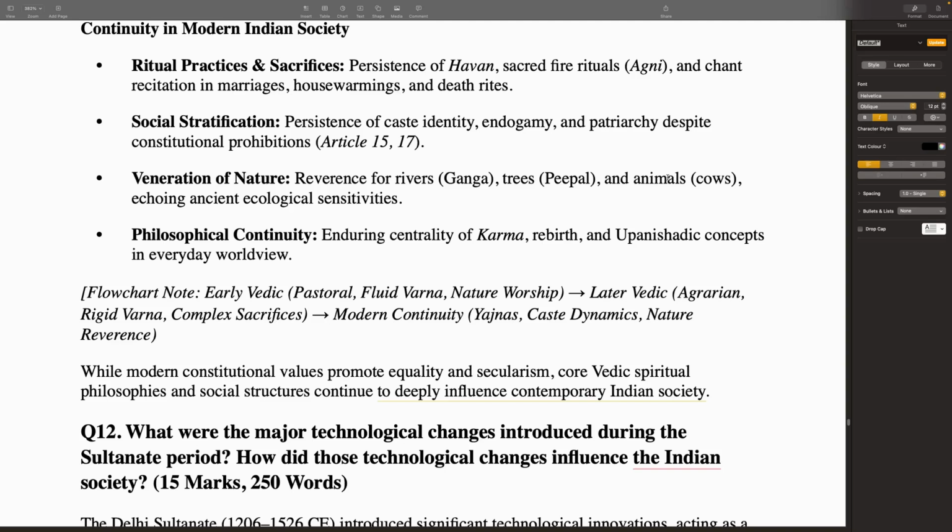Philosophical continuity, enduring centrality of karma, rebirth, and Upanishadic concepts in everyday worldview. While modern constitutional values promote equality and secularism, core Vedic spiritual philosophies and social structures continue to deeply influence contemporary Indian society.